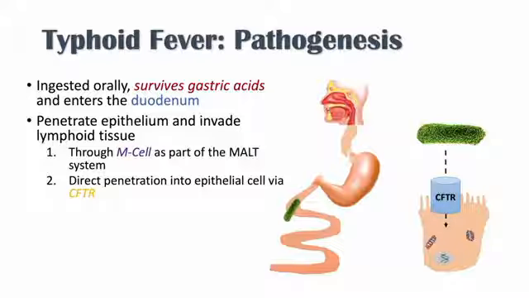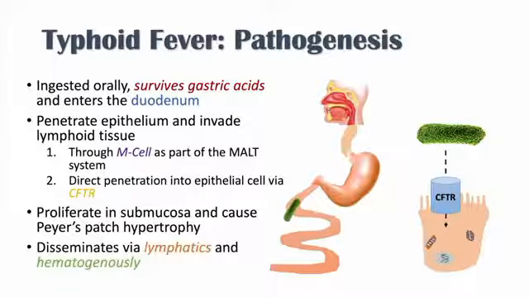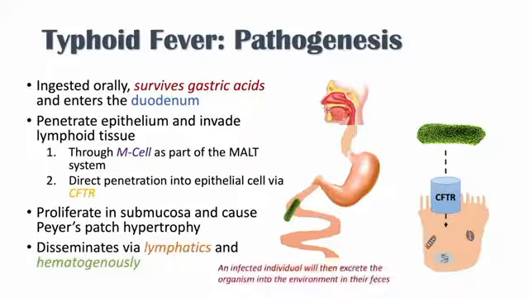So again, very interesting. Another thing that happens is that the Salmonella typhi bacteria, once it penetrates into the epithelium, will proliferate in the submucosa, causing Peyer's patch hypertrophy. Peyer's patch is lymphatic tissue in the intestines that becomes hypertrophied because the bacteria proliferates inside to cause that hypertrophy. And eventually the bacteria will disseminate through the body via the lymphatic system and hematogenously through the blood to cause many of the symptoms we're going to talk about in the next slide.